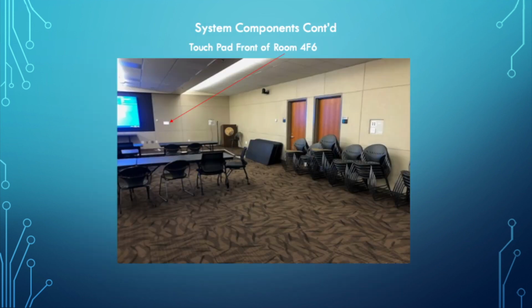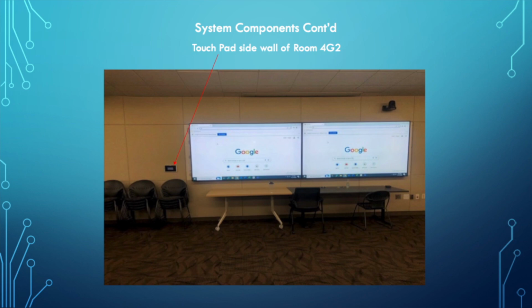There are 2 touchpads used to control the system. One is located in the 4F6 space at the front of the room, next to the big monitor. Then there is also one located in the 4G2 space on the side wall next to the monitors on that side. External iPads can be checked out and used for each room that perform that same function as the wall-mounted touchpads.